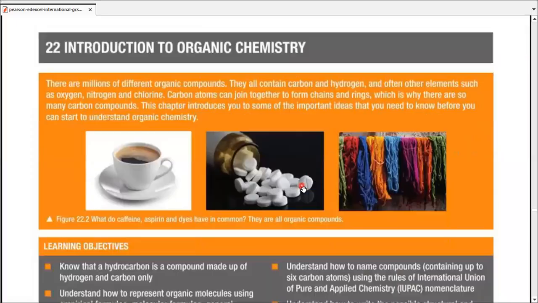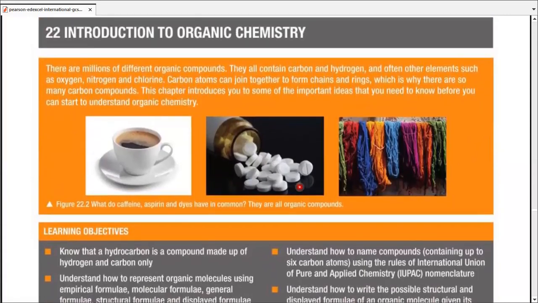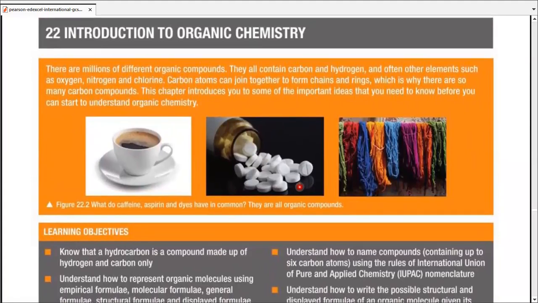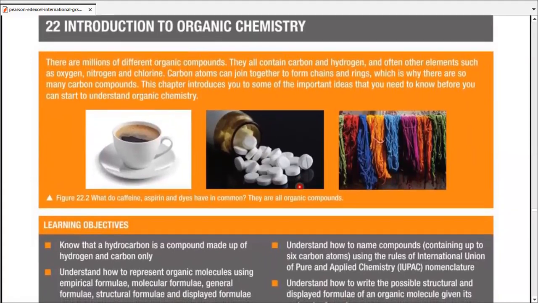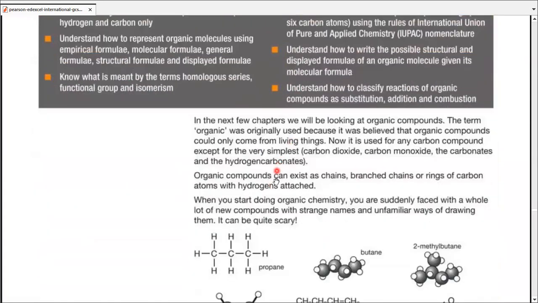All right, introduction to organic chemistry. In this chapter, we're going to discuss and define organic compounds, what organic compounds are made up of, what different types of organic compounds there are, and finally how we can name or formulate them.